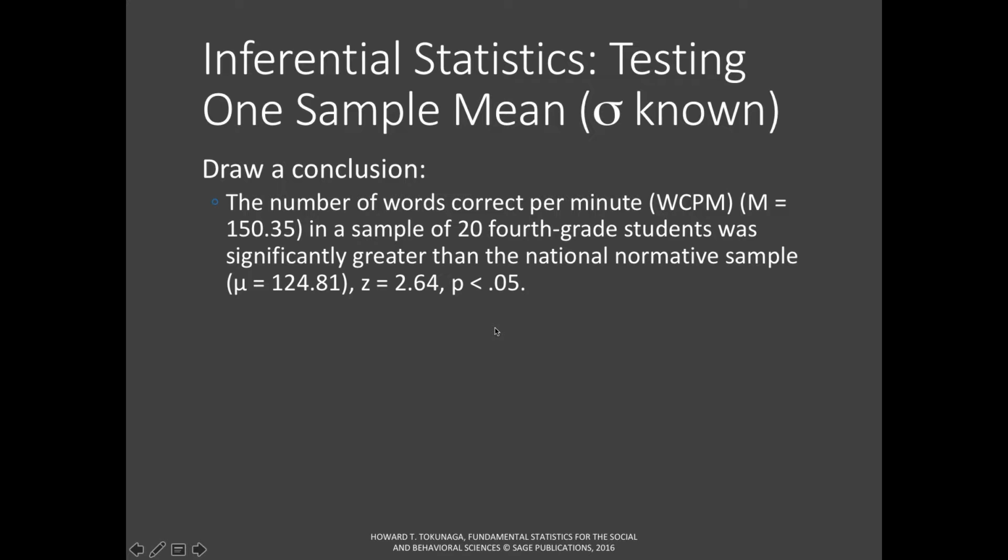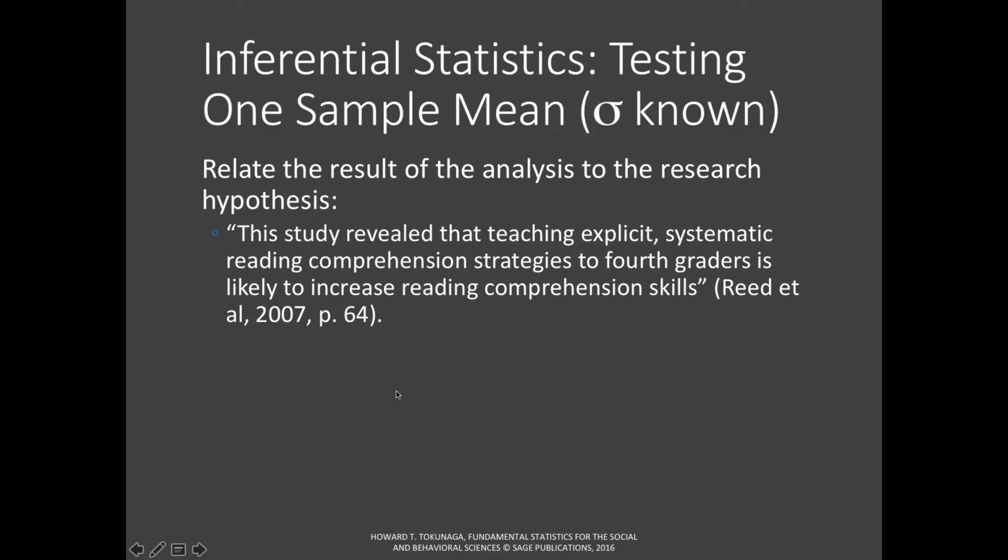If we had found that the z-score was 1.21, then we would not have rejected the null hypothesis, and p would have been greater than or equal to 0.05, meaning that there was no difference between the population and the sample. So this was actually a study that was done. What they wrote in their paper was, this study revealed that teaching explicit, systematic reading comprehension strategies to fourth graders is likely to increase reading comprehension skills. If you want to read more about it, your book has this source.